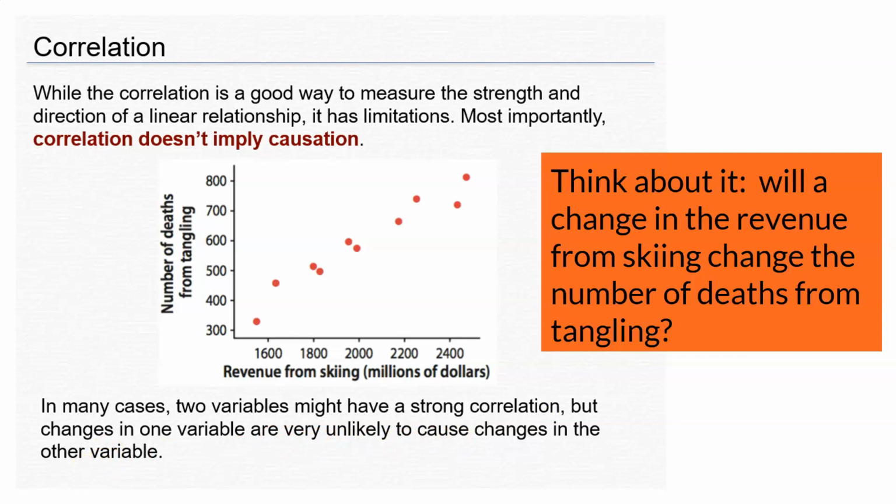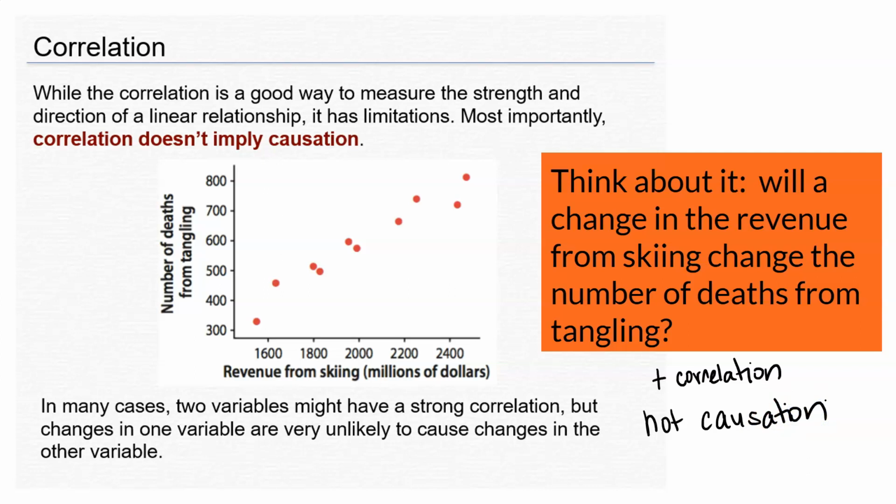Think about it. Will a change in the revenue from skiing change the number of deaths from tangling? These are two different things. For some reason, these are positively correlated and pretty strongly. So yes, we would say that there is a positive correlation here, and it's a pretty strong one. But this is not causation.